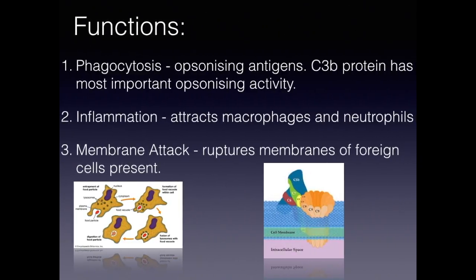Functions. Phagocytosis occurs by opsonizing antigens. C3b is the most important opsonizing activity. Inflammation occurs by attracting macrophages and neutrophils. Membrane attack occurs by rupturing the membranes of foreign cells.